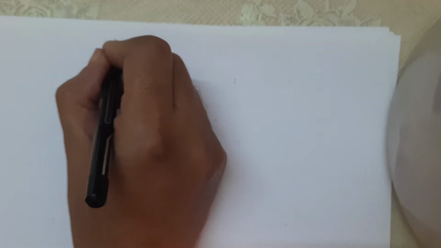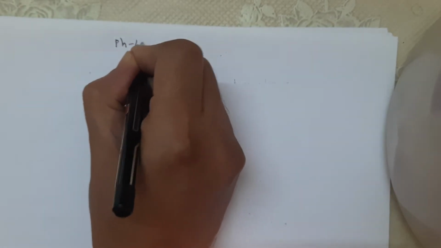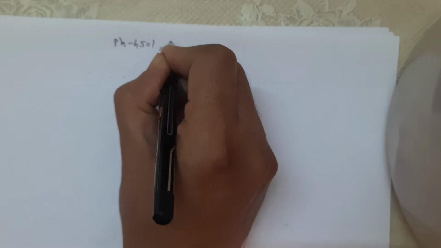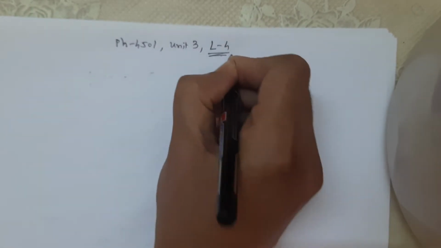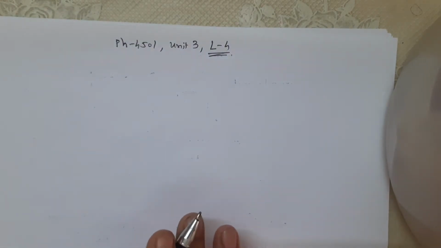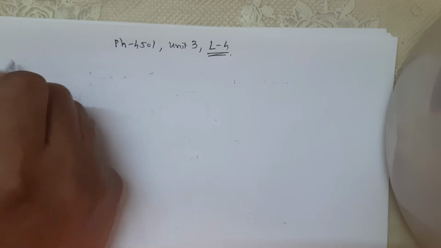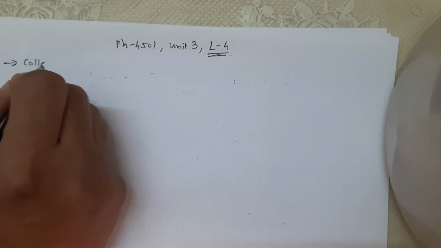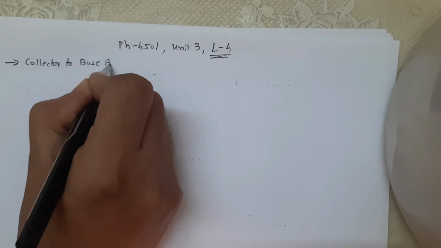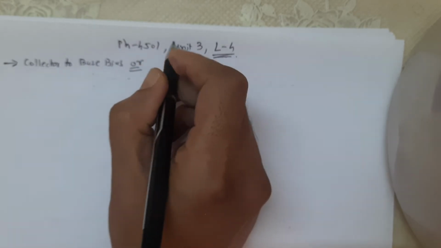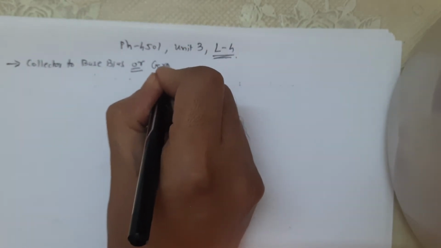Now, this is your paper PH 4501, Unit 3, Lecture 4. Here we are discussing the collector to base bias, or we can say grounded emitter circuit.